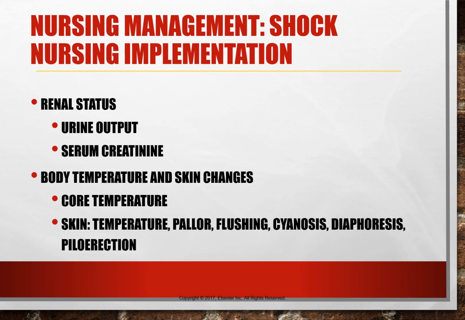Renal status, creatinine is going to be your best indicator of kidney function, and then we're also going to be looking at the urine output. For body temperature and skin changes, this is really important with neurogenic shock because they have that inability to control their body temperature, and they also have that dry, flaky skin. With septic shock, they might be flushed and clammy, and then also have a temperature. Other things we want to assess are color, if there's any cyanosis, and then goosebumps.